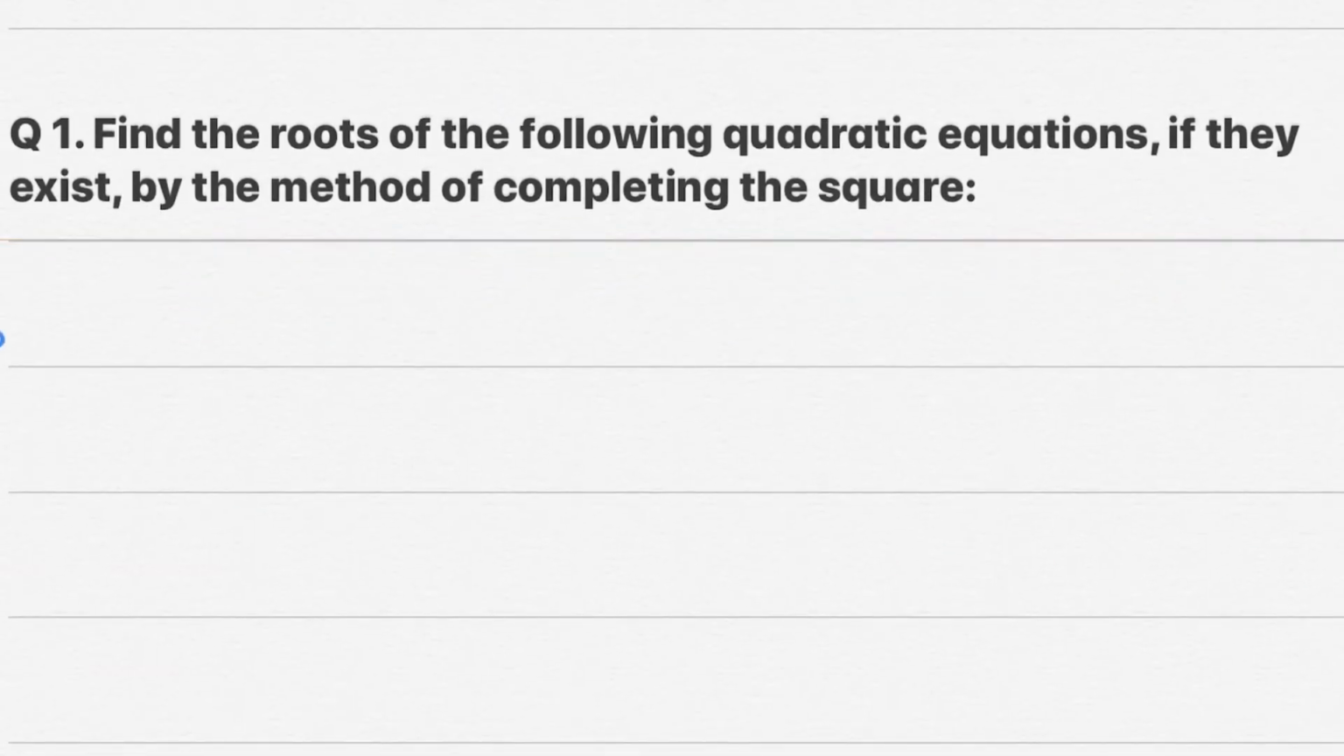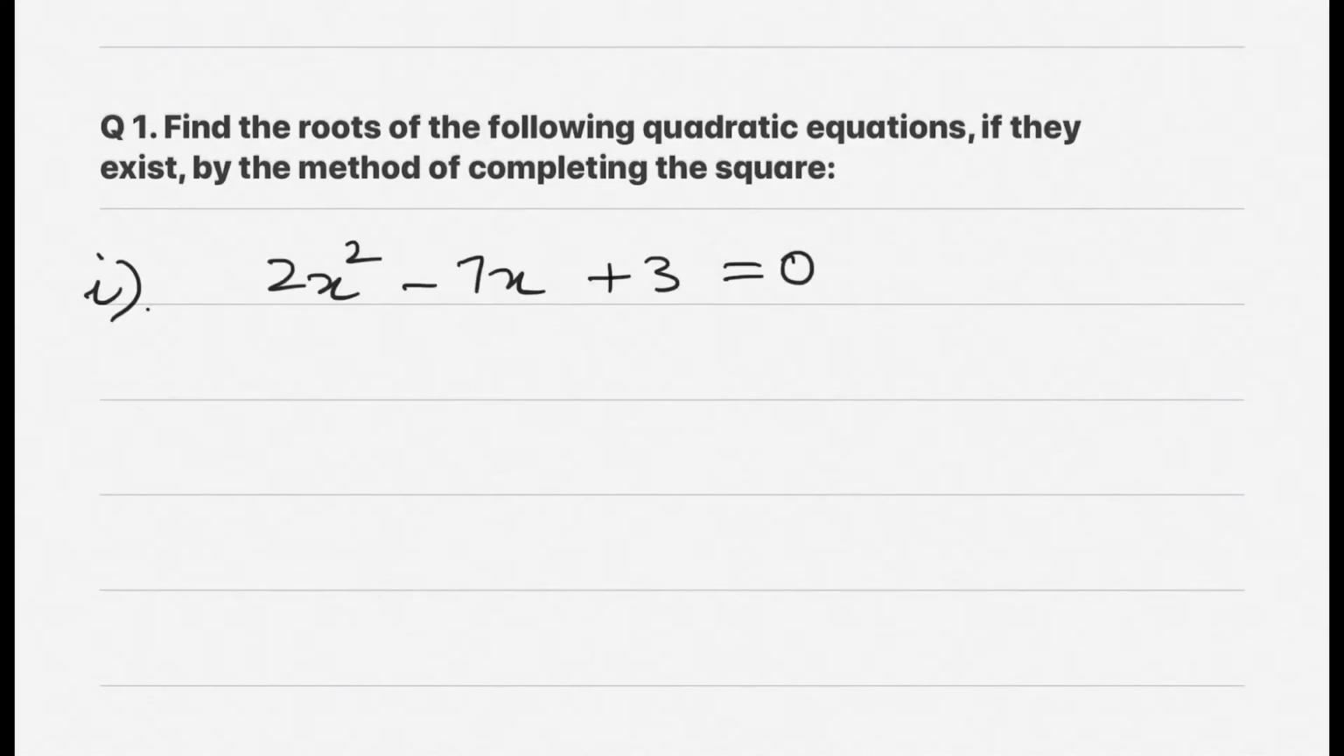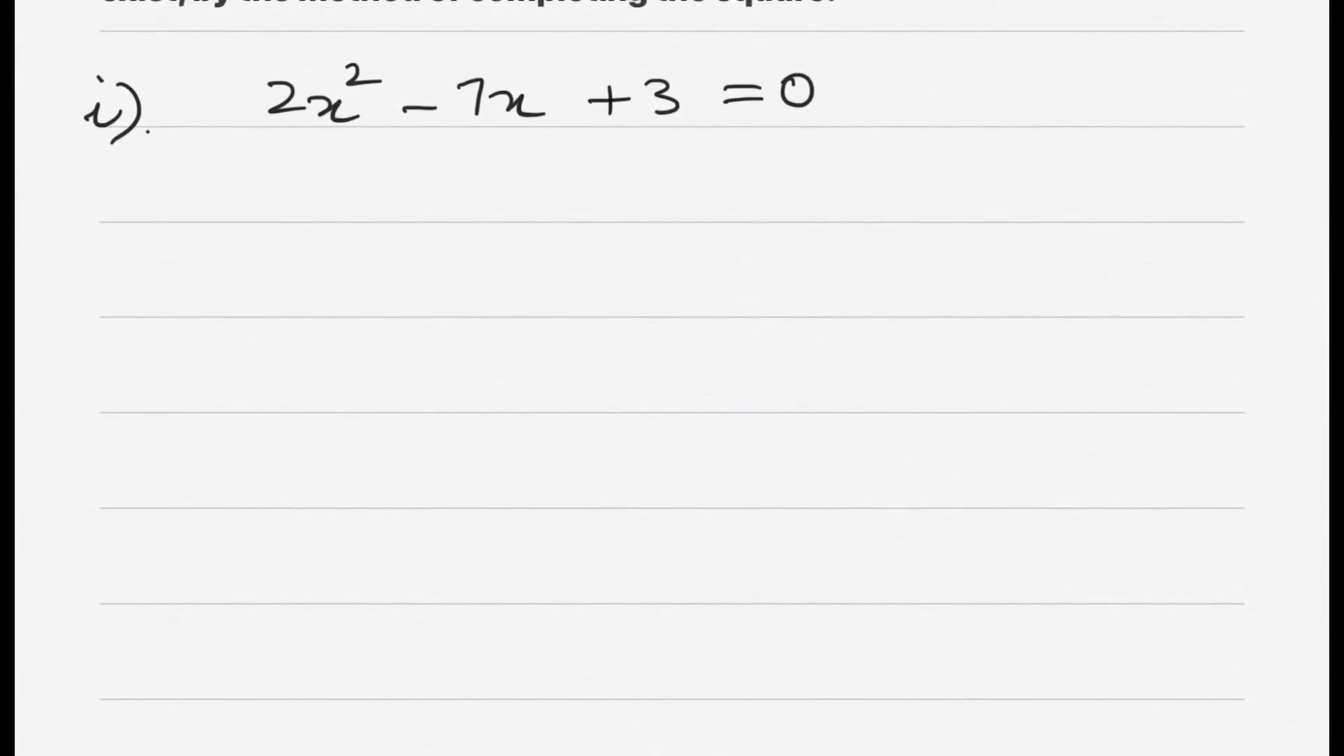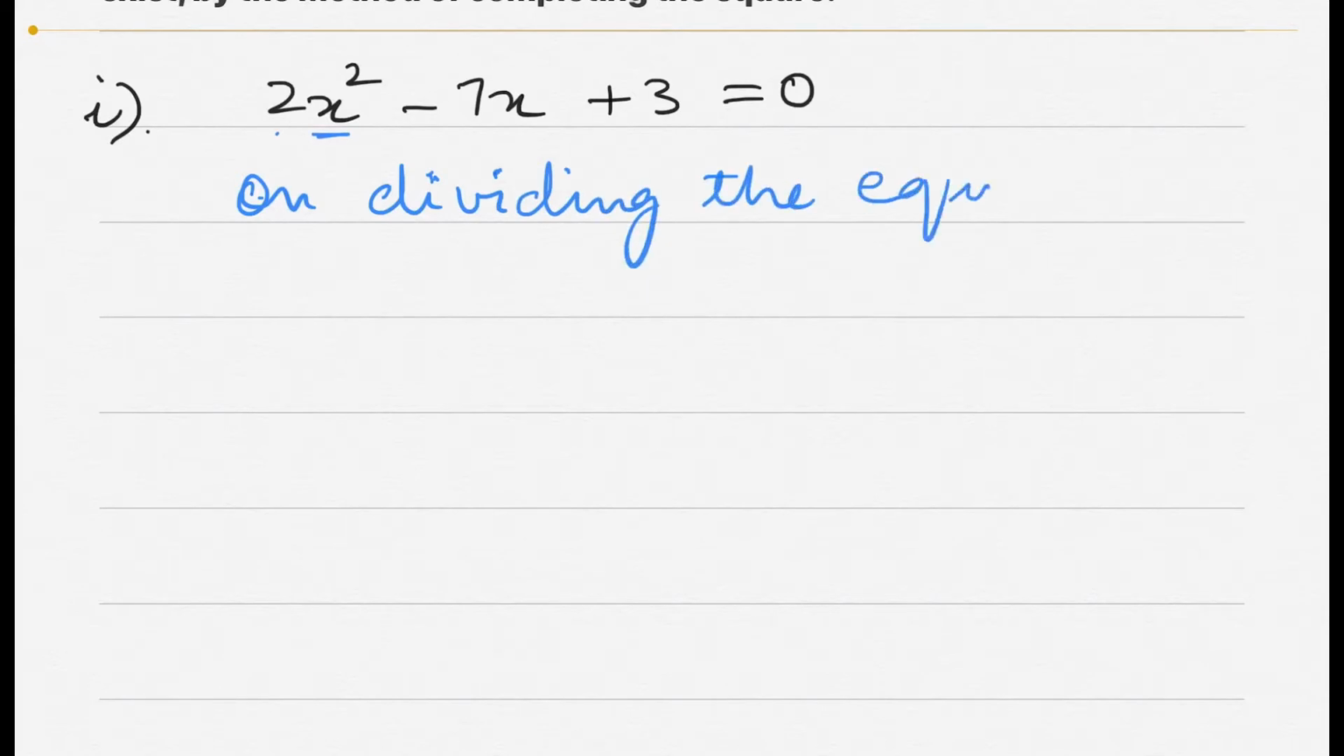So now the first question is, find the roots of the following quadratic equations if they exist by the method of completing square. The first part says 2x square minus 7x plus 3 is equal to 0. Now to make it a complete square, I know this is my x square, but this 2 is not squared. So I'll divide the whole equation by 2 first. So on dividing the equation by 2.